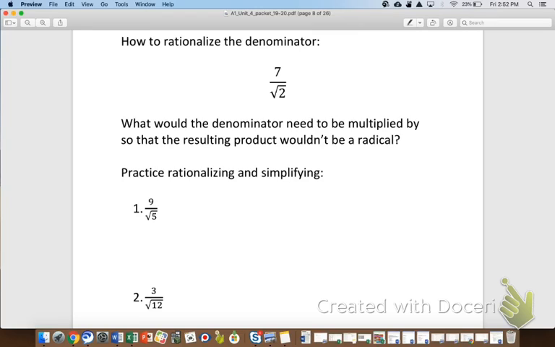So here's how you do it. You flip over to this page. You've got 7 over square root of 2. Can you guys identify that as one that needs to be rationalized? It's got a radical down there. Okay.